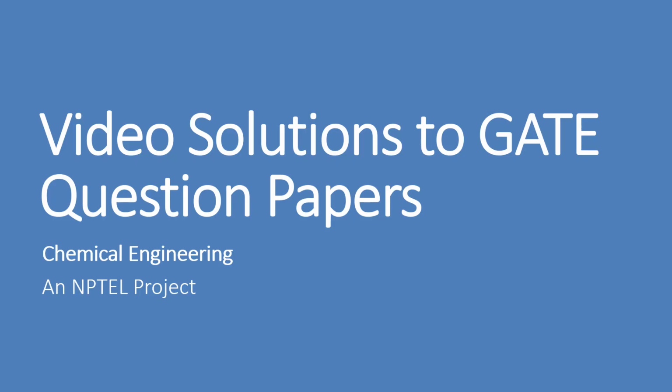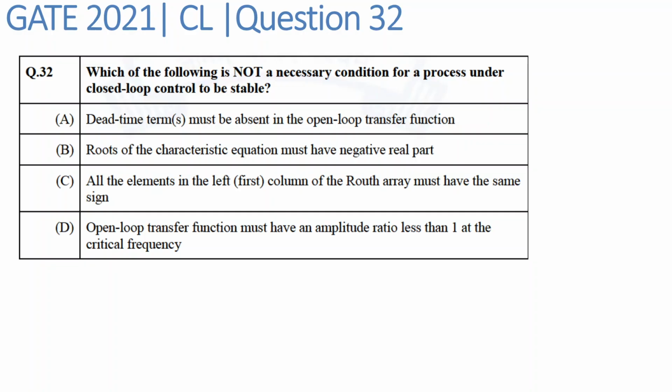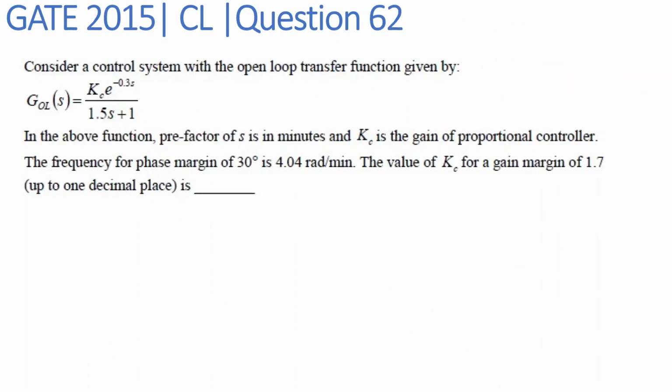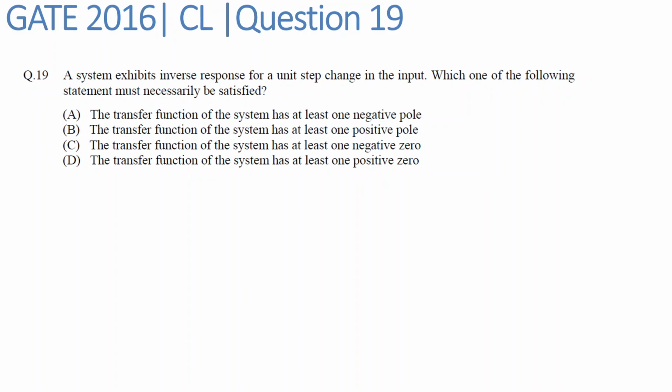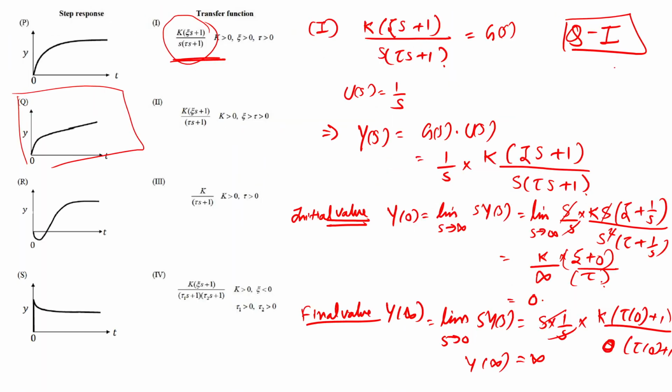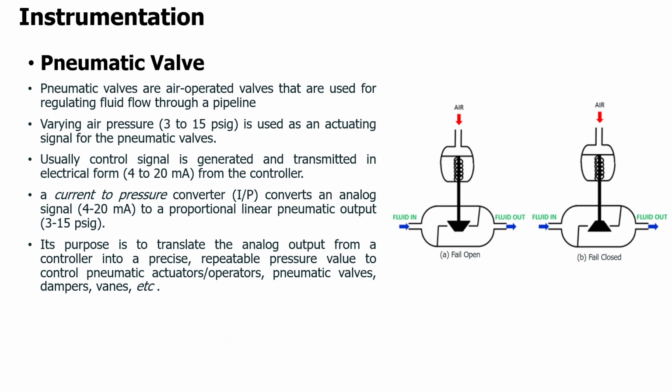In the last class, we looked at a few examples related to the Bode stability criteria. In this class also, we'll continue with those examples and also cover a few simple MCQ type questions. After we are done with the Bode stability criteria, we will cover processes with inverse response, take a look at a few numericals related to it, and then move on to the instrumentation part.